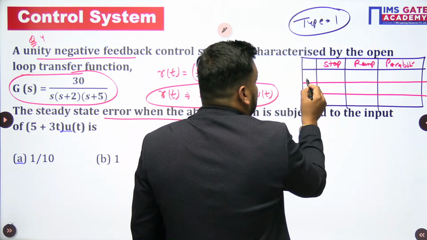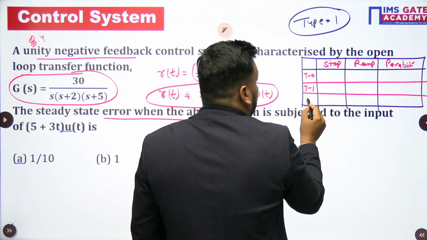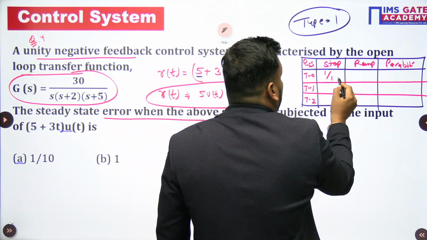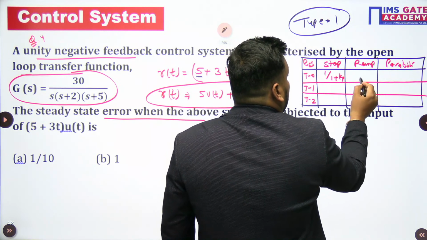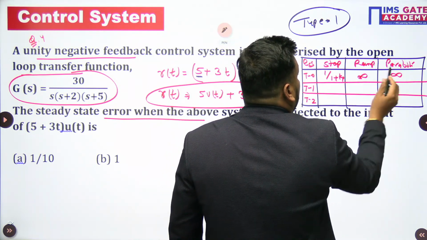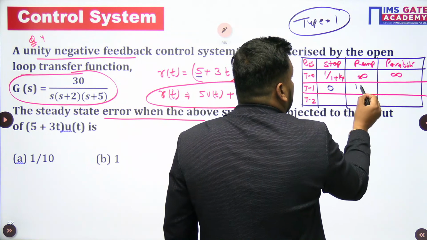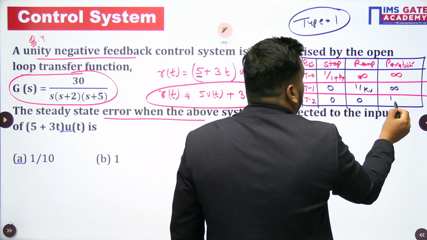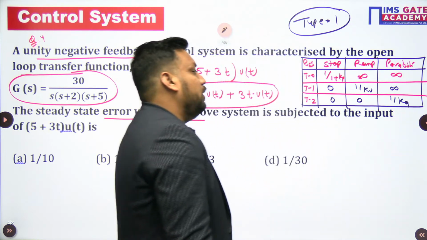And this is what, guys? Type 0, this is for type 1, this is for type 2, and this is for steady state error. So the answer is 1 upon 1 plus Kp here. Here is infinity, here is infinity. Here is also 0, here is 1 upon Kv and infinity, and 0, 0 and 1 upon Ka. Like that we have, guys.